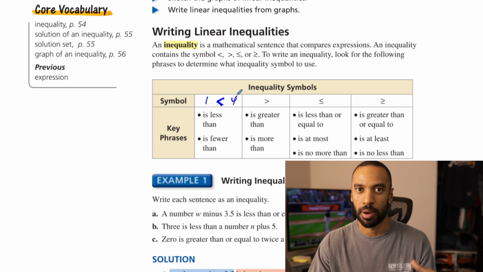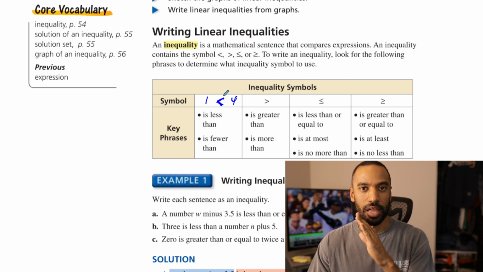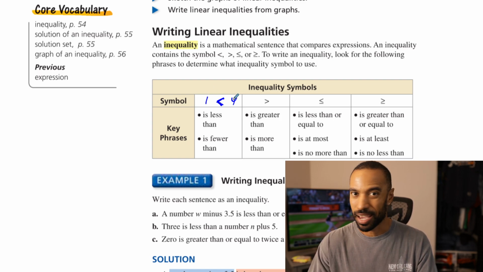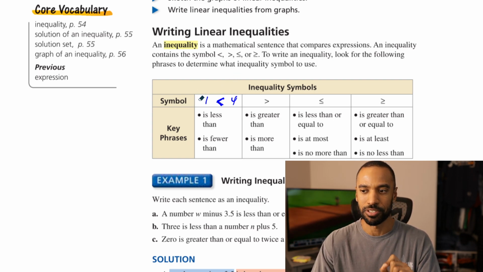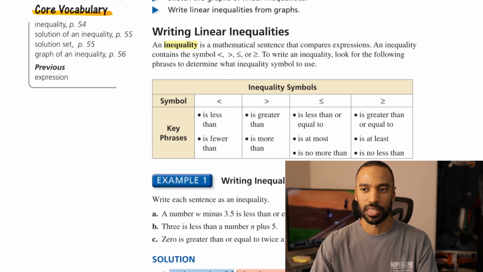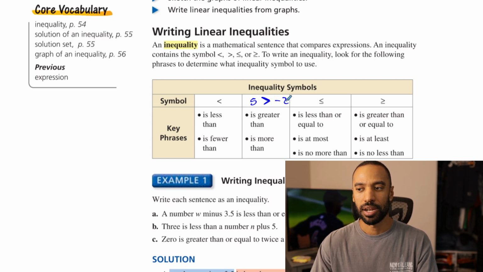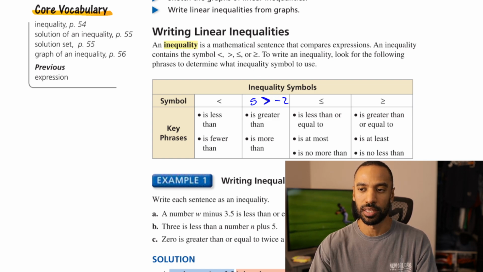Keep in mind, when we say is less than, that's comparing the left number to the right number. 1 is less than 4. But hey guys, 4 is greater than 1. So whenever we see this symbol, you have to remember it's read in a left to right manner. Don't forget that. The is greater than is this way, right? If I compare something like 5 and negative 2. 5 is greater than negative 2. But negative 2 is also less than 5. So when read left to right, we're seeing this as a greater than symbol.